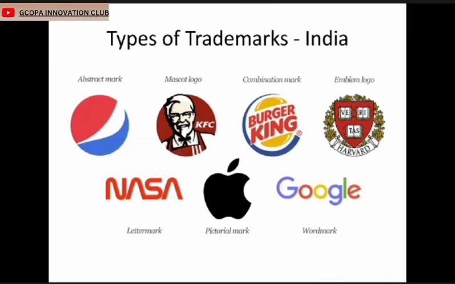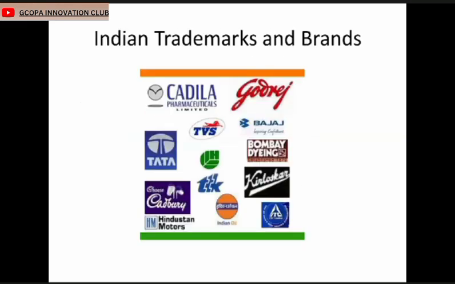So there are different types of trademarks known in India. Some of them are word mark, letter mark, combination mark, mascot logos, emblem logos, etc. There are different Indian trademarks and brands that are doing really good in the market, like Tata's, Bajaj, Kirloskar, Hindustan Motors, Indian Oil, etc.